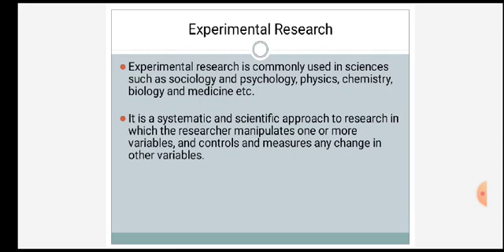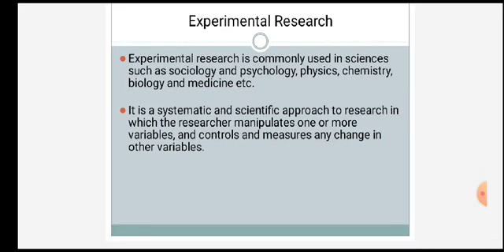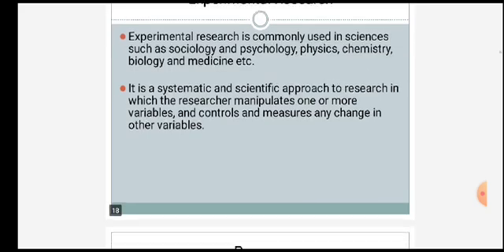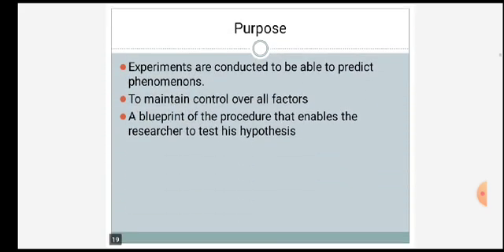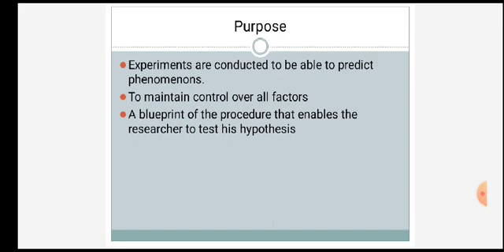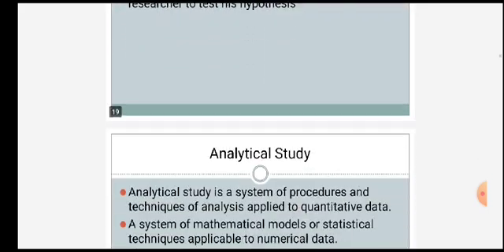It is a very scientific and systematic approach to research in which the researcher manipulates one or more variables, controlling and changing the different types of variations. When we get the different types of variation, these are proved with the help of experimental research. It also has different purposes. It is conducted to predict different types of phenomena, to maintain all the factors, and to give a blueprint of the procedure that enables the researcher to test his hypothesis.